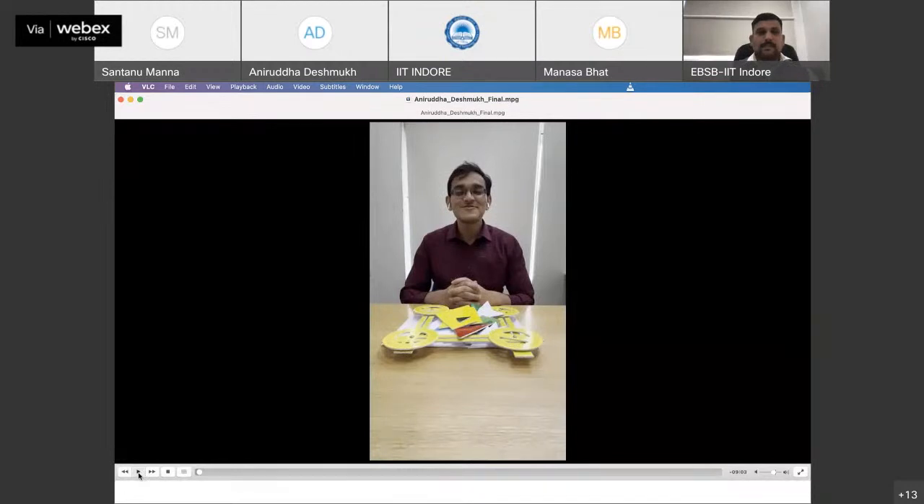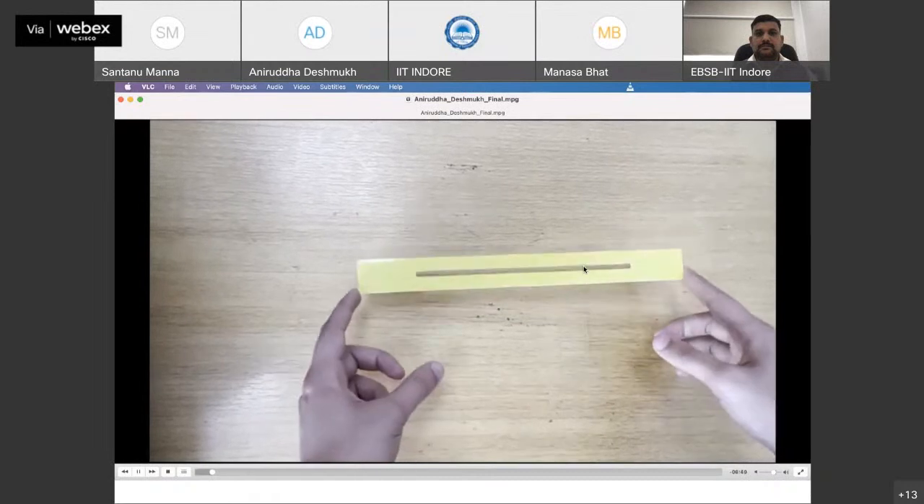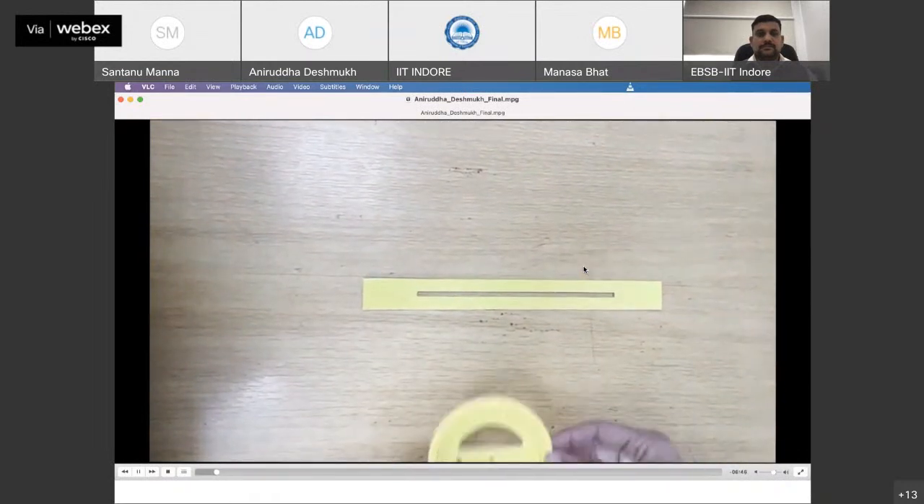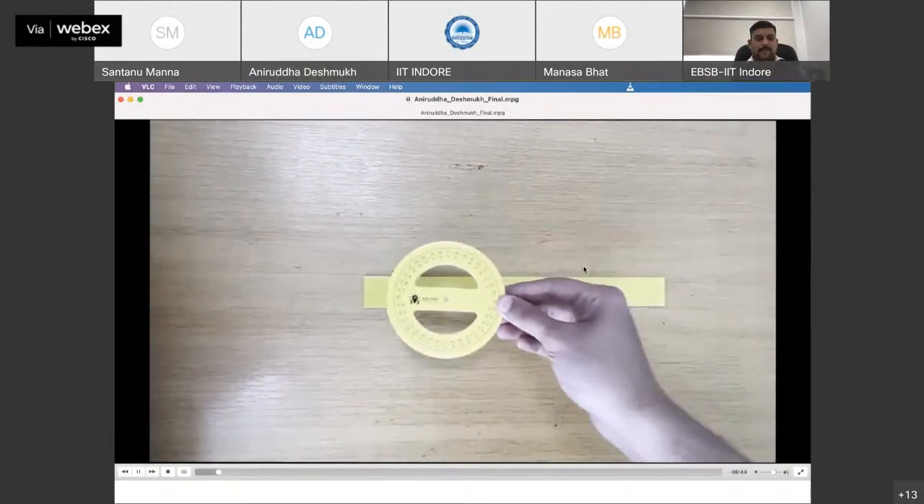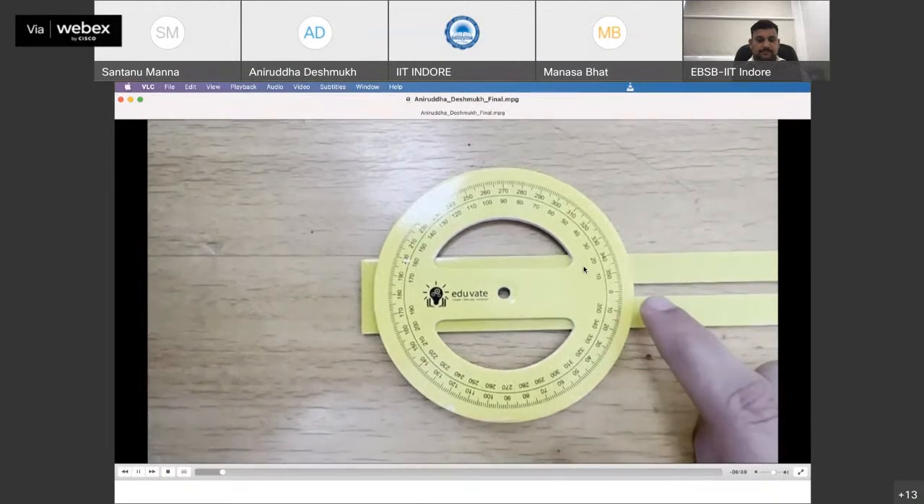Hello, I am Anirudh Deshmukh, PhD scholar in Department of Mathematics, learning some basic geometry using some models. So, okay, let us begin. We'll be first looking at lines and angles. So this small segment is going to demonstrate lines, and using this, I'll be measuring angles. So yes, there are two ways to measure angles.